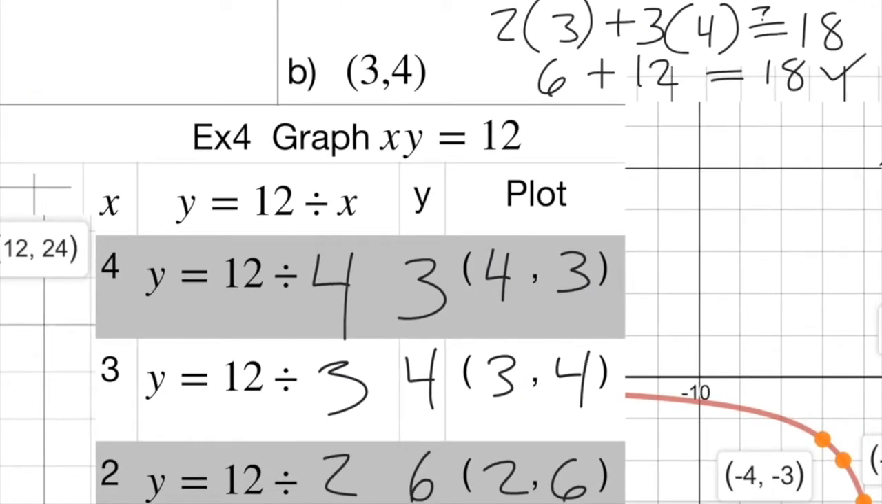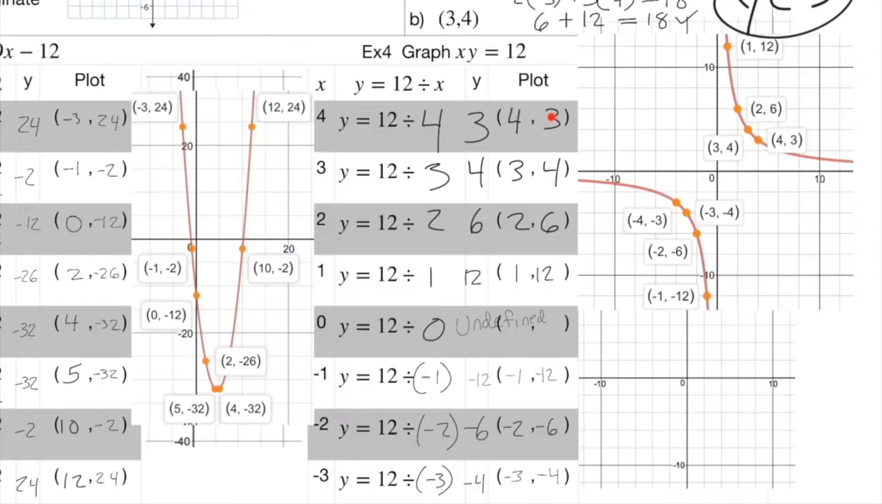What are all the set of all points that multiply up to 12? Well, here they are. 4 times 3 is 12. 3 times 4 is 12. Negative 2 times negative 6 is still positive 12. The way that I calculate them, however, is when I generate the table, it's y equals 12 divided by 2 is 6. 12 divided by negative 1 is negative 12.